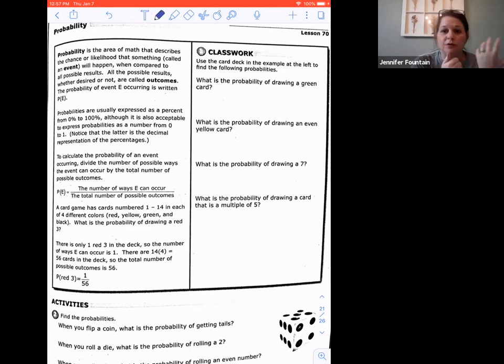Maybe you've asked your mom if you can go to a certain movie, and she goes, oh, probably. Usually when we hear that word, we think we have a better chance of that happening. That's what we're thinking about with probability. Probability talks about the chance or likelihood that something, which we call an event, will happen when compared to all of the possible events. That's what it says at the top of our page.